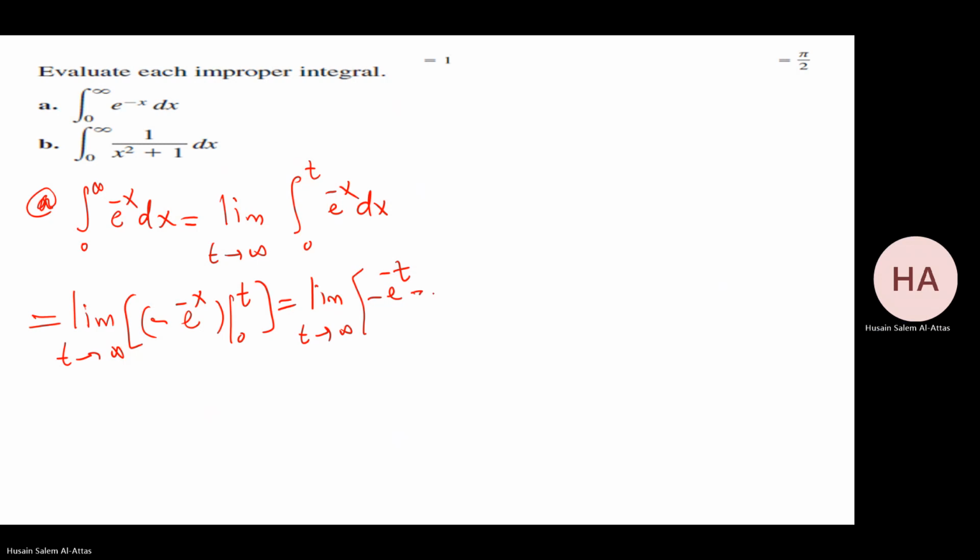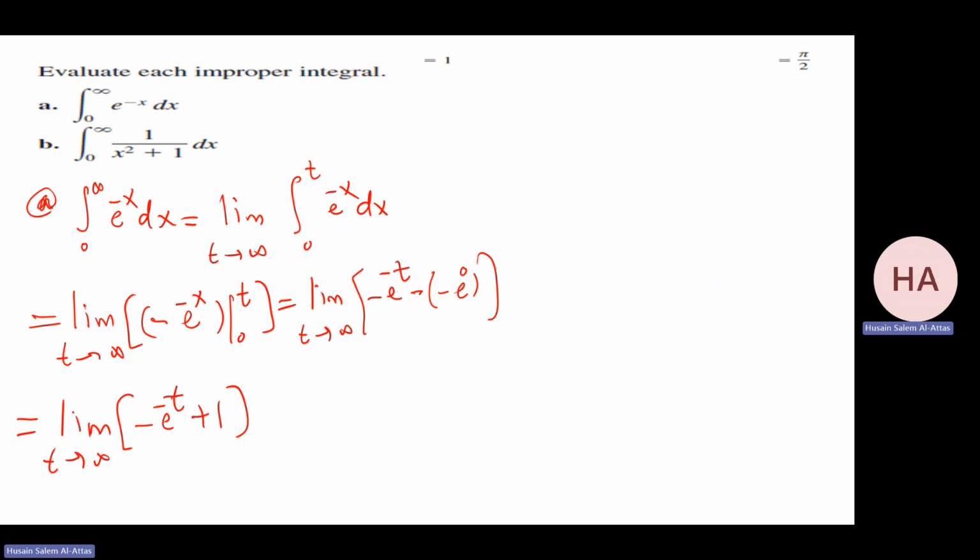Minus a is 0. Yeah, just to make it clear. That will be the limit as t goes to infinity of what? Minus is minus t. E to the minus 0 is 1, minus minus, that will be plus 1. So now this is a limit problem. E to the minus infinity is 0, so that will be 0 plus 1. It will be 1. That's it. Just a limit problem.